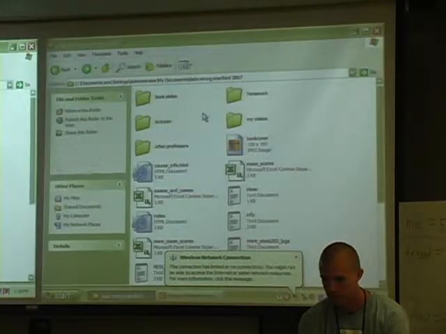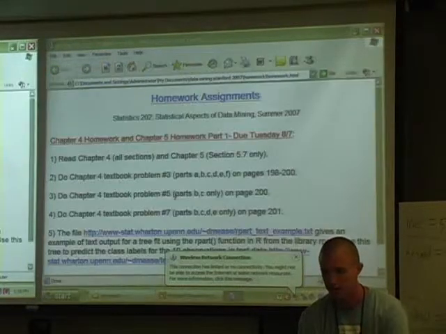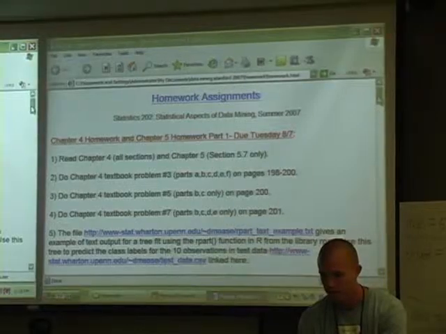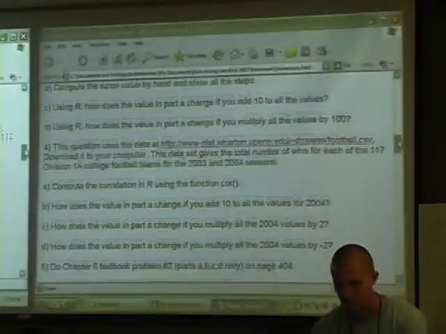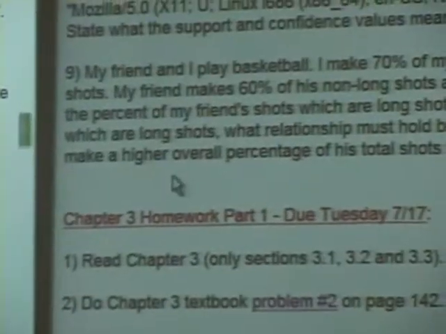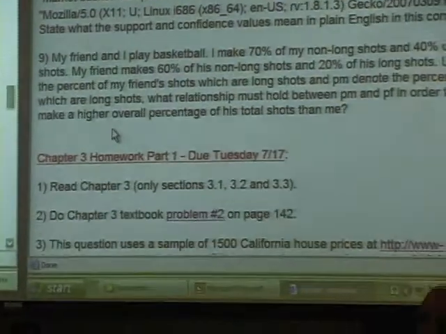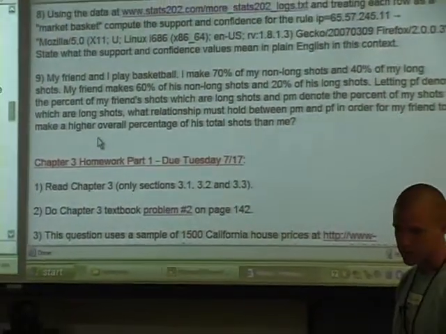So let's see, homework is here, and it was all linked from stats202.com. Here's a question about this, number 9. My friend and I play basketball. I make 70% of my non-long shots and 40% of my long shots. He makes 60% of his non-long shots and 20% of his long shots.